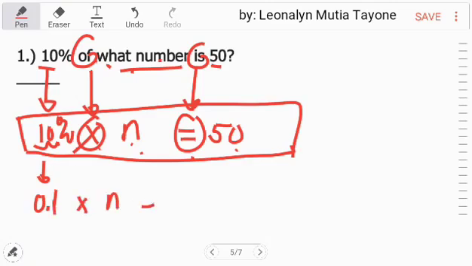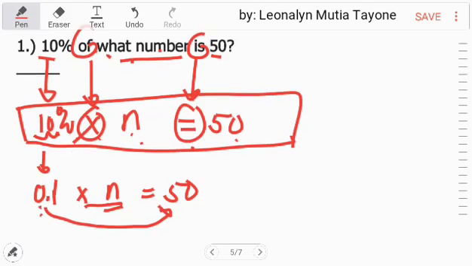Times n equals 50. Para itong n ay ma-isolate na variable, itong isa ay i-transpose natin sa kabila. Kung mag-transpose tayo, multiplication siya, so mag-divide siya sa kabila. Mag-divide tayo to both sides, ng 0.1, dito rin 0.1. So ma-cancel out na si 0.1 dyan.